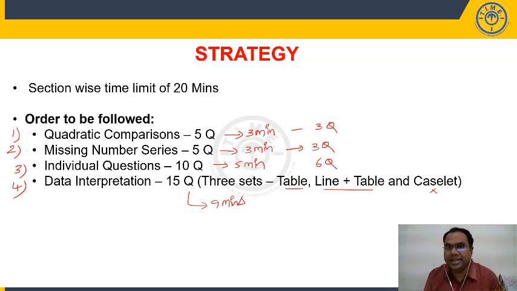If you are not prepared with the caselet, you don't want to attempt because you are not sure about that, then spend 5 minutes on line plus table and 4 minutes on table; those 9 minutes, you divide among these 2 sets. Or I will suggest spend some 3 minutes here, 3 minutes here, if you are planning to attempt the caselet also. If you generally don't attempt case study in the exam, ignore this, spend 5 minutes here, 4 minutes here, that you decide, right?